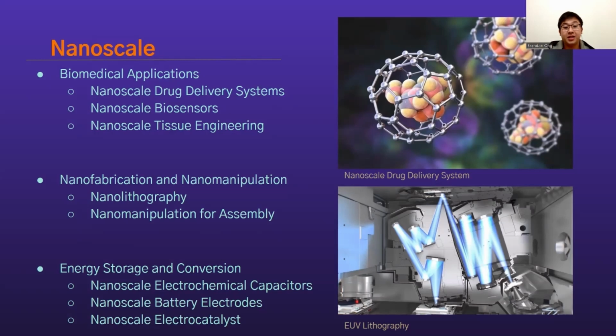And as for energy and storage, electroplating helps fabricate electrochemical capacitors, which are nanoporous electrodes with high surface area for energy storage. It is also used for depositing nanomaterials like lithium compounds for high-performance batteries. And lastly, it creates nano-sized catalysts for efficient energy conversion in fuel cells.